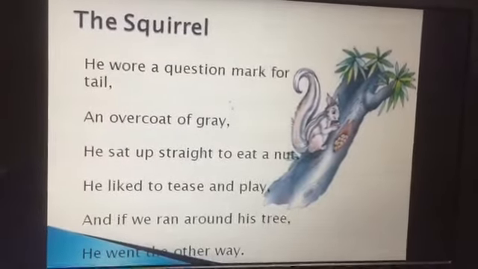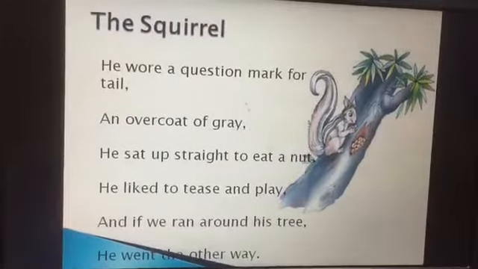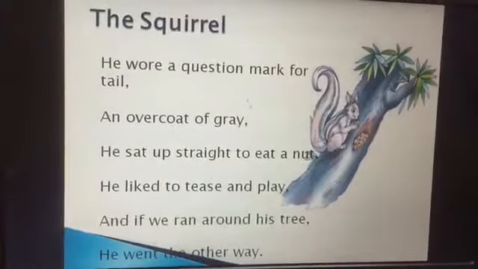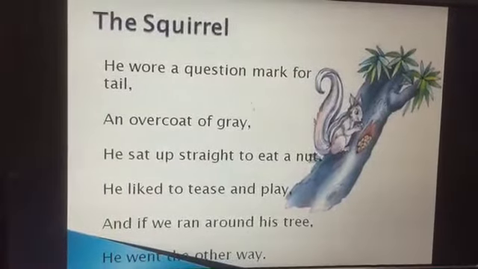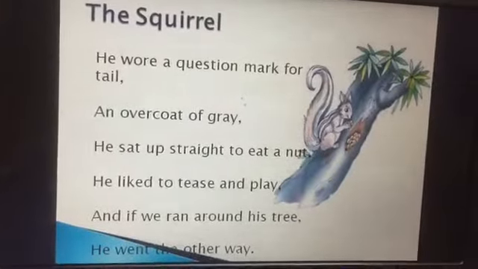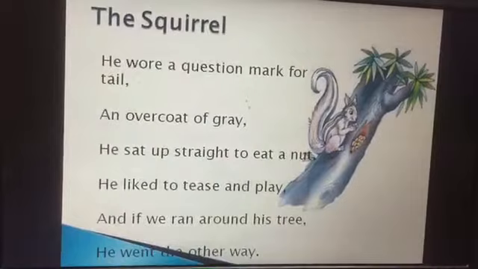An overcoat of grey. Now what is overcoat? You all are aware of this. Overcoat is something that is worn during the winters when it is very cold outside. It is a form of a garment which is worn. And how long is it? It is quite long. It covers all of your body, right?